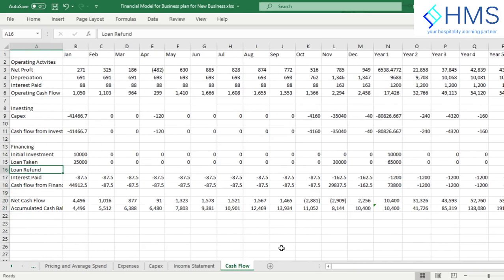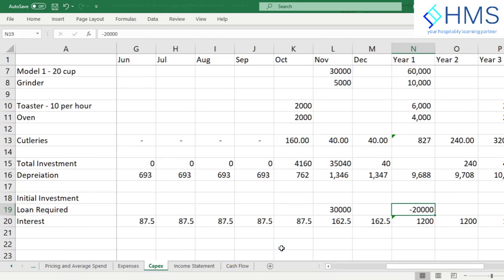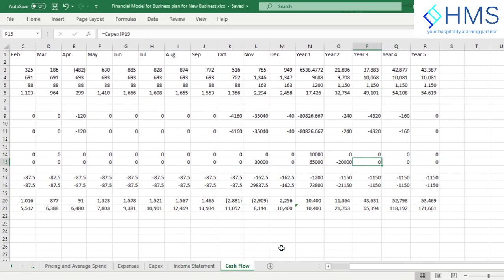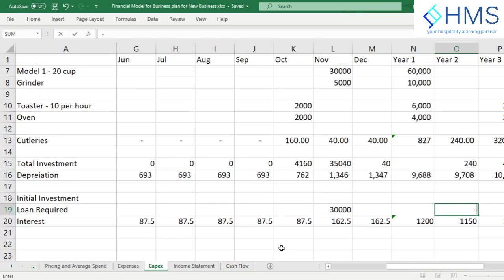Oh, we haven't modeled it. That's why loan taken. Oops, wrong. Okay. So the 20,000 is coming here. You can put it into one cell to make it easier for the time being, but I still have some money, so I may be able to return more. So I can say minus 30,000.